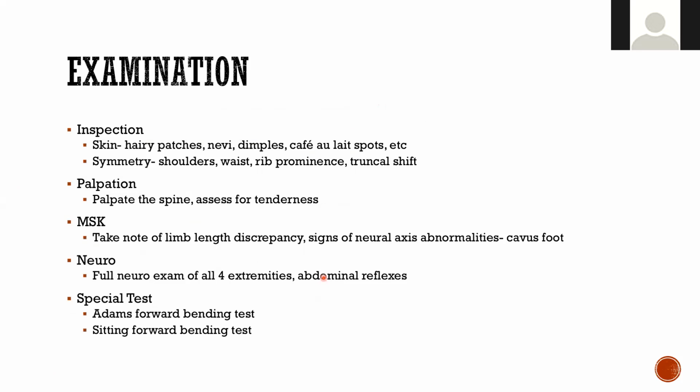So when you are in the room doing your physical evaluation, things that you need to note and be actively looking for on inspection without even touching the patient: whether or not there are hairy patches in the midline, looking for a spina bifida occulta, things like that; nevi, dimples, café au lait spots, looking for neurofibromatosis, and things like that. Don't write off the skin exam. You need to look for symmetry. Look at the shoulders, the waist, and if there's increased rib prominence on one side or the other, or if there's a very obvious truncal shift. Okay.